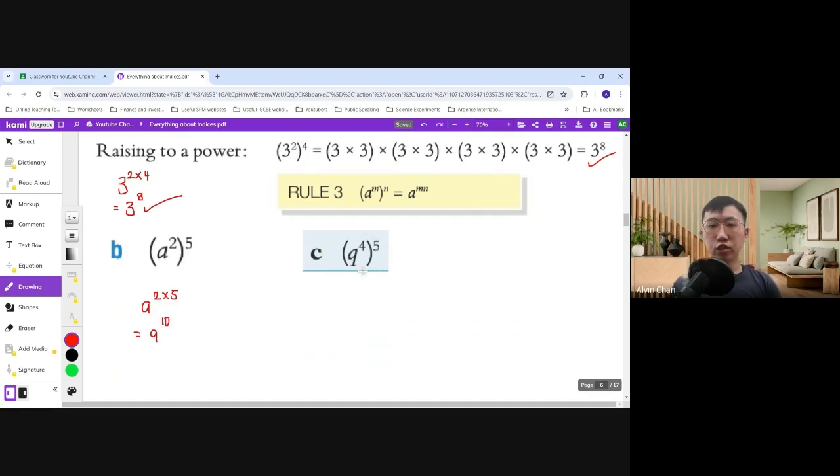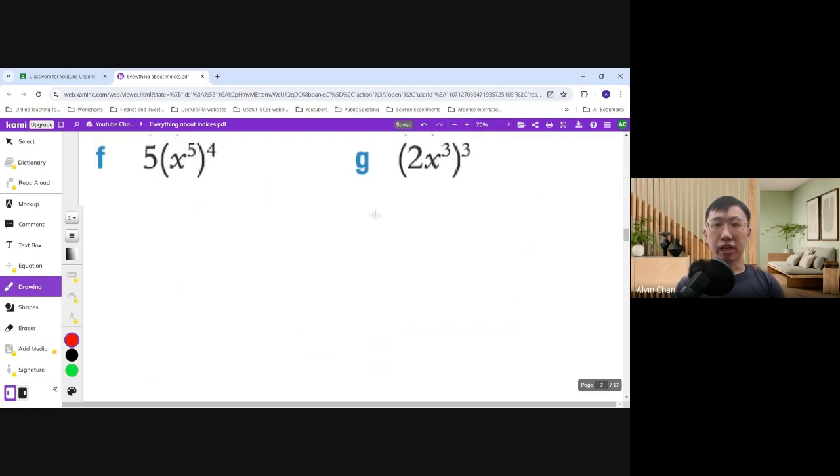All right, now a situation like this, exactly the same. So you're going to get q, 4 times 5 at the top. You will get q to the power of 20. Careful. This one, the 5 is outside the bracket. So it is actually not affected by this power of 4. So what you're going to do, you're going to copy the 5. Now this x to the power of 5 is going to be raised by power of 4. So you will need to multiply on the index. So 5 times 4 at the top. Copy this again, bring it downwards. And now you will get x to the power of 20. So that's how you do f over there.